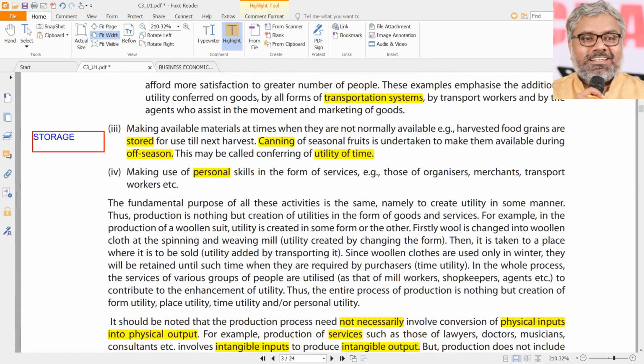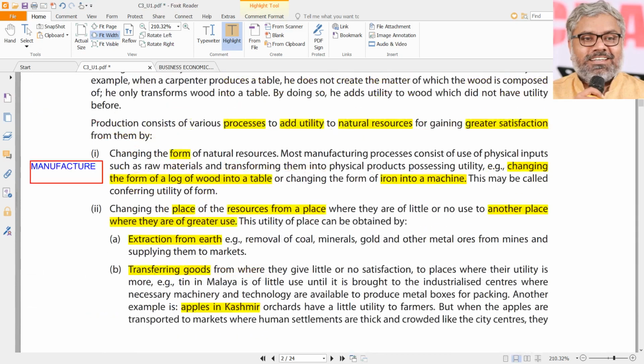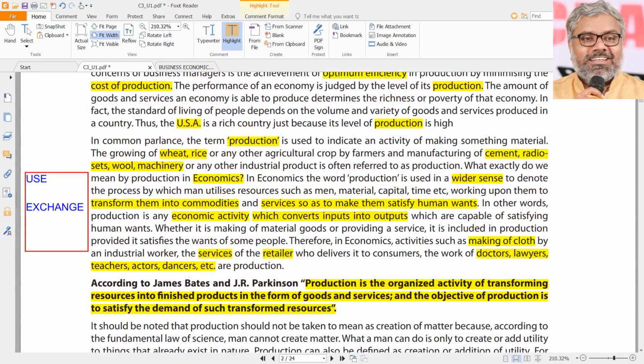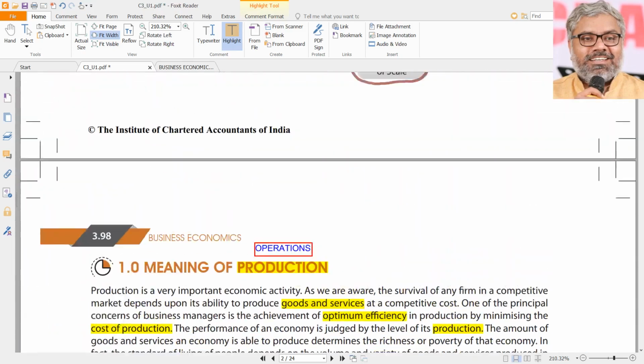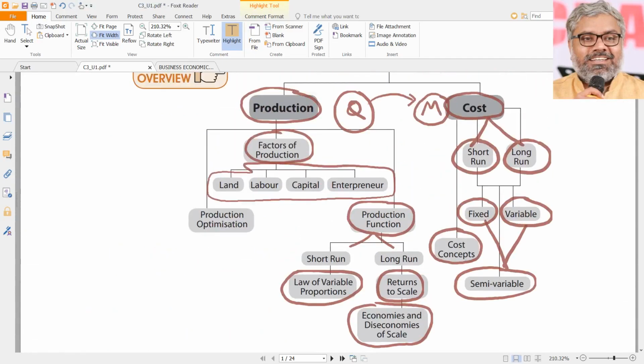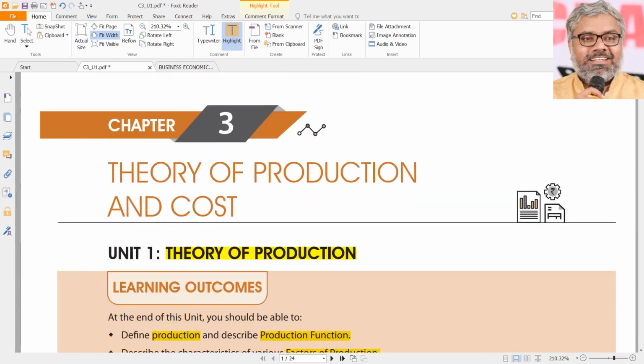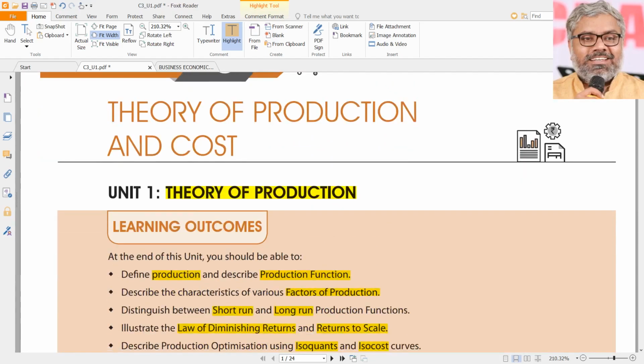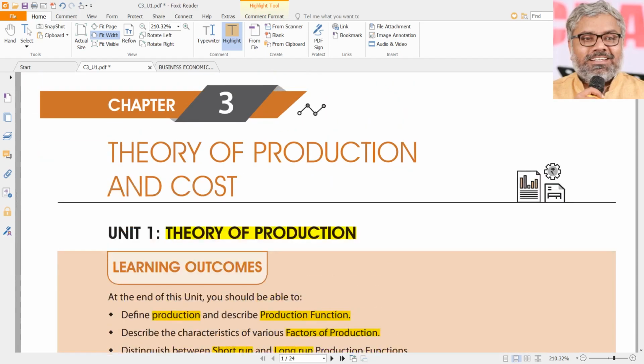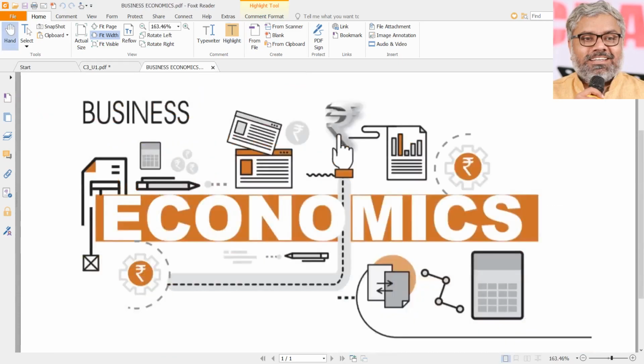As far as this unit is concerned, we will focus mostly on only the theory of production, and before that we have to understand what are the factors of production: land, labor, capital, and entrepreneur. That is the beginning of unit 1 of chapter 3. In the next session, we will discuss what are the factors of production and what are the characteristics of different factors of production. Till then, take care.